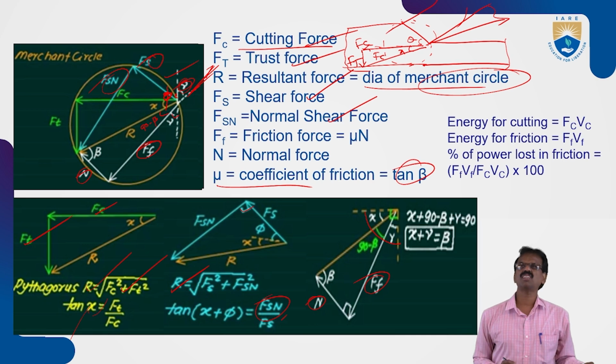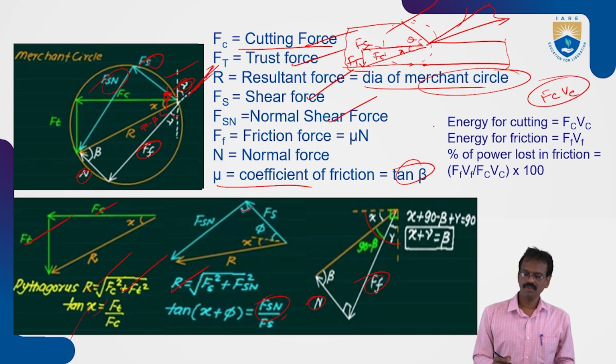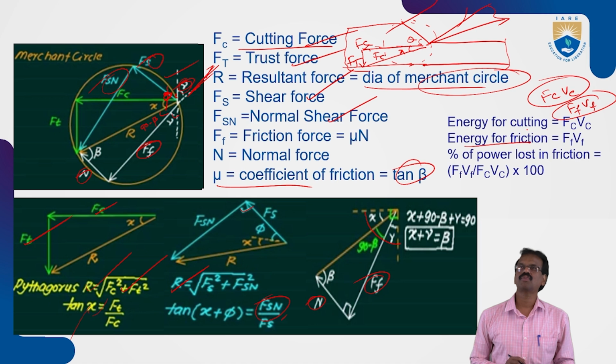Next, in the last class we already discussed the energy for cutting. Energy for cutting is the cutting force into velocity. That is the energy. Energy of the friction, friction means loss of energy, is F small f into v, the velocity of the chip. By using this, you can find out the percentage of power lost in friction also. So this is the formula.